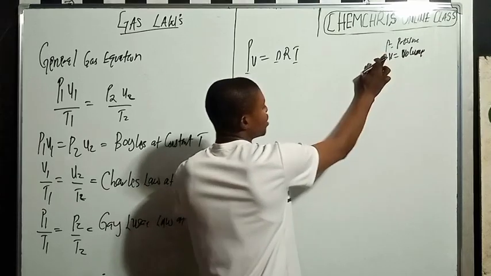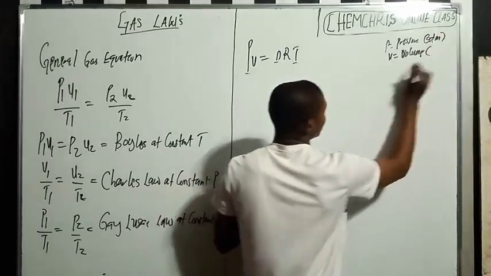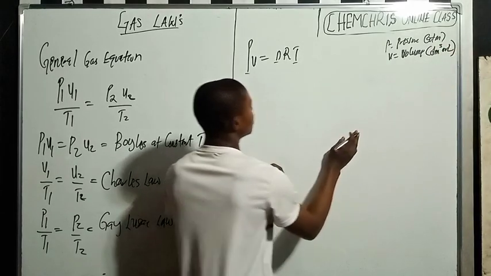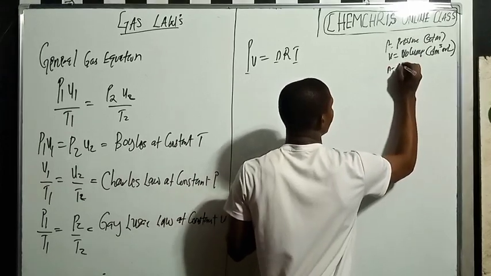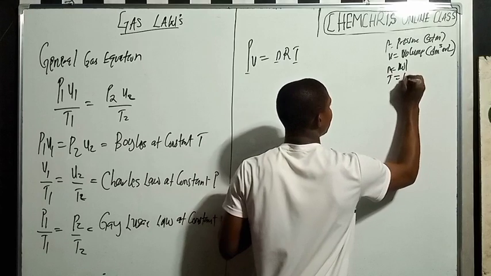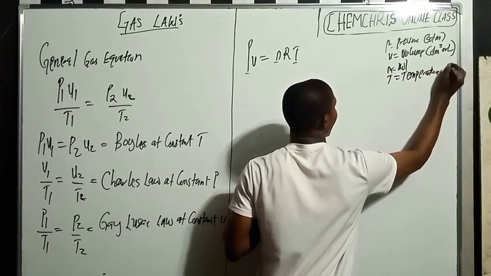The unit of pressure must be in atm. The unit of volume must be in dm cube or liter. Very important. Then n is the mole. Then T is the temperature, and it must be in Kelvin.